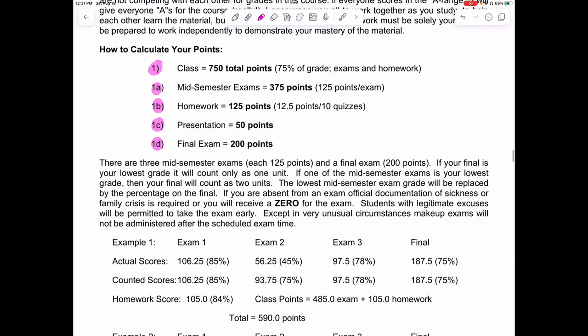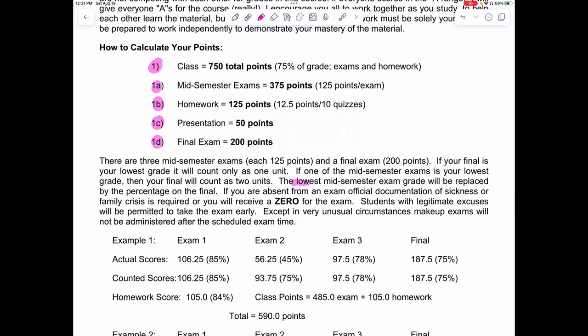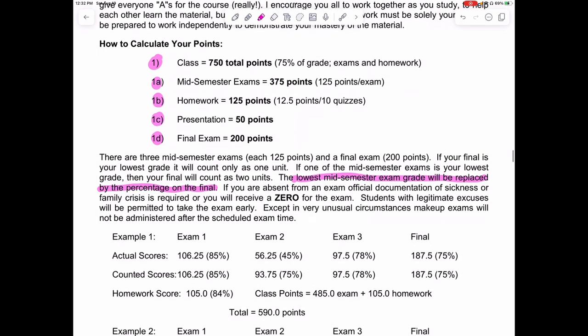Now, one thing that I do to help us all out is that the lowest mid-semester exam can be replaced by the percentage on the final. I know we always have a low ball. There's always this part of the semester where things get crazy, multiple assignments, multiple, I don't know, relationships, right? Things just get crazy.